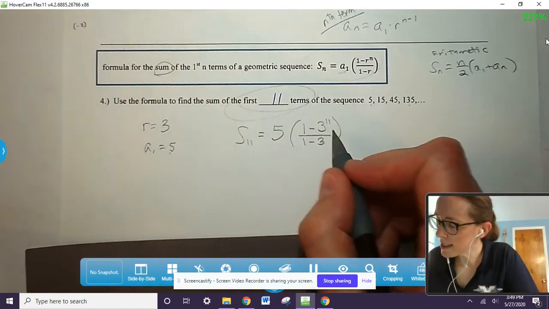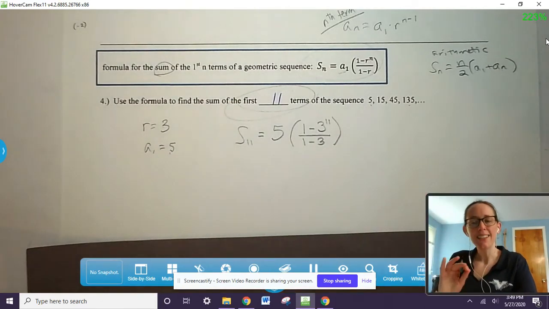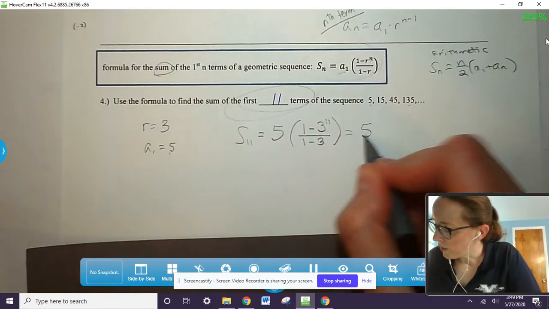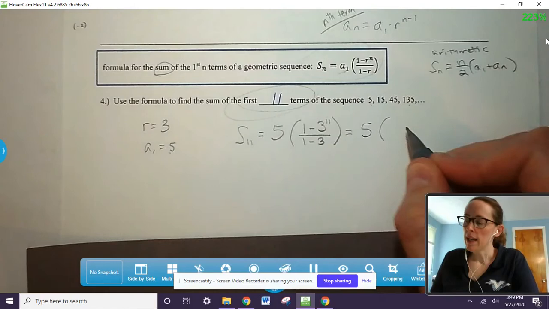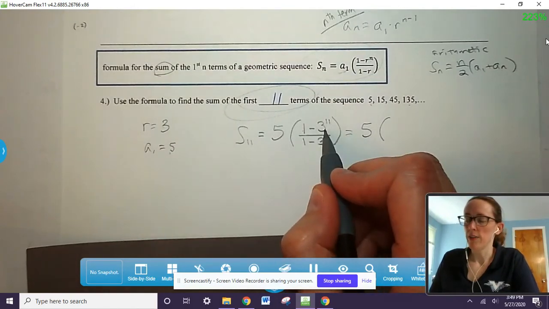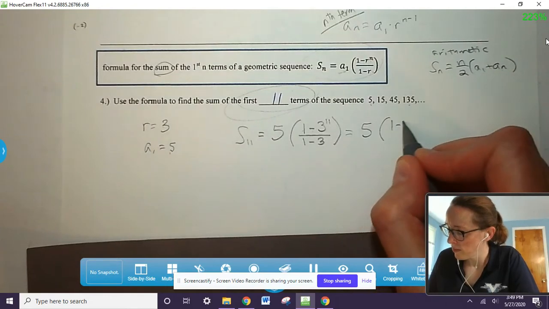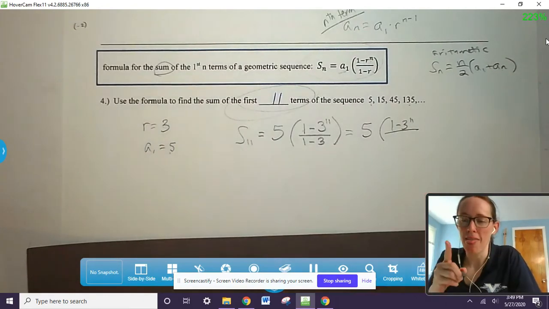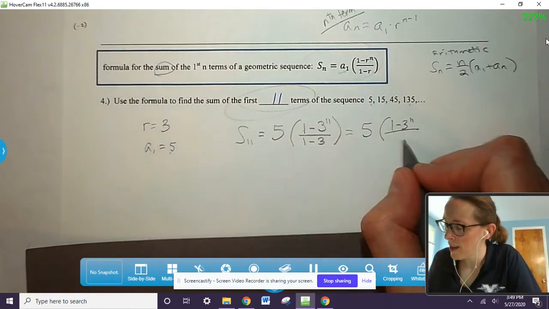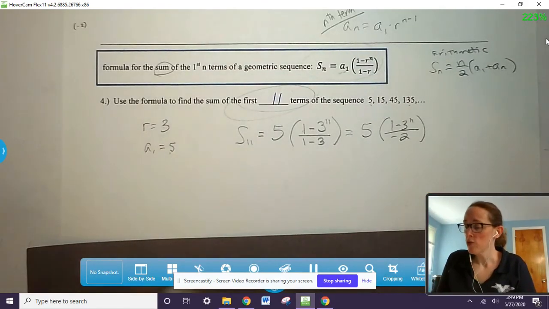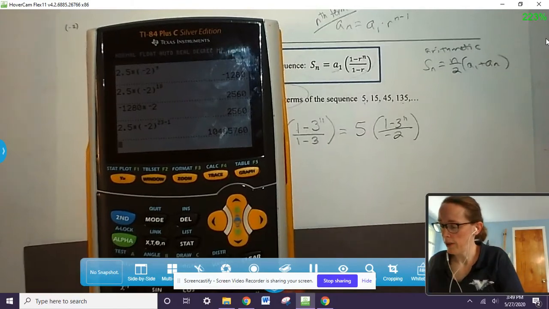Now, we need to get this into the calculator. What I like to do is clean it up a little bit first. So I'm not going to distribute the 5 in. That seems like too much work. We can't do 1 minus 3 to the 11th because the 3 to the 11th has to happen first, and I don't know what that is. But I can do 1 minus 3. That one I know. That's -2. So that's a little less stuff to put in the calculator, and this can be the trickiest part. So make sure you grab your calculator and try this with me.